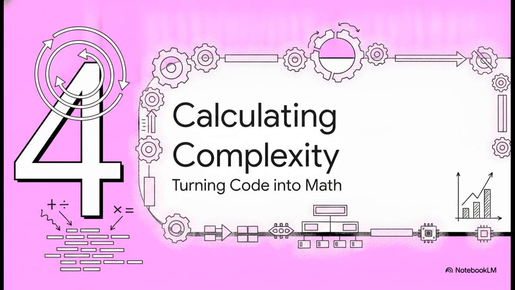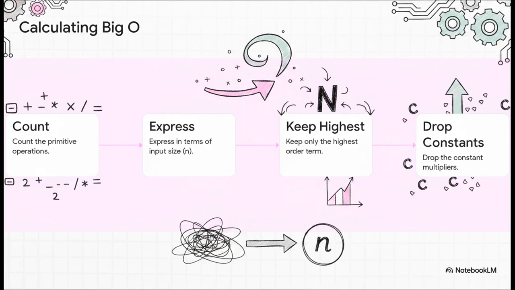Moving to Section 4, Calculating Algorithm Complexity. Let's turn some code into math. So how do engineers actually calculate these limits in the real world? They use a surprisingly simple four-step process of algebraic simplification.